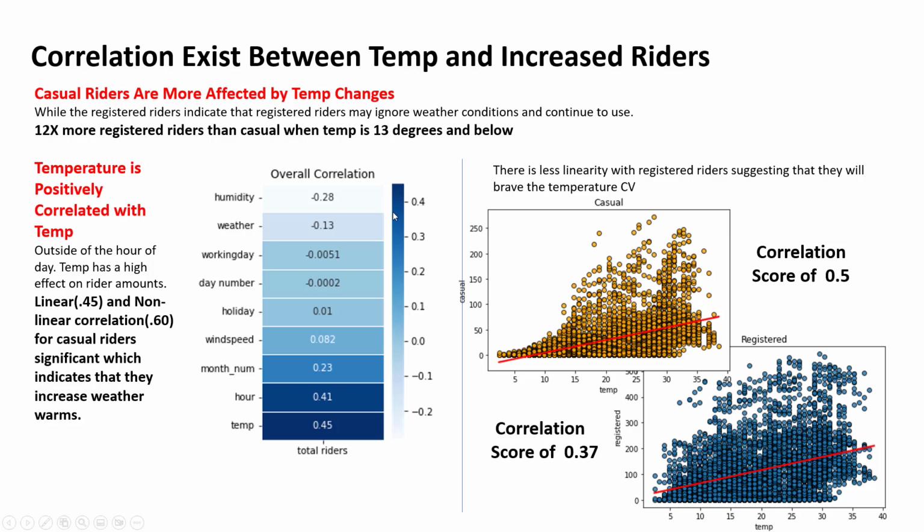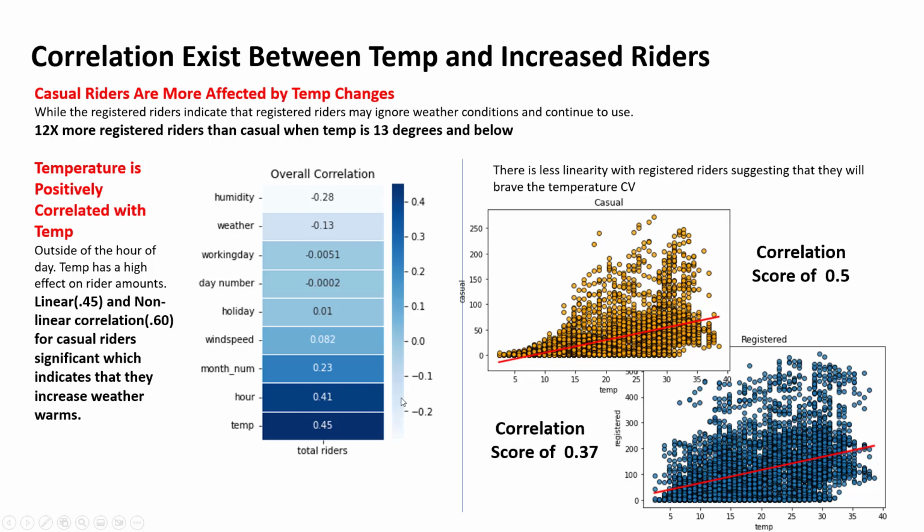Then what we wanted to do is statistically verify our correlation, that heat and the time of day, which we saw at registered riders, 8 a.m. and 5 p.m. That's why it's so highly correlated there, 0.41, and then 0.545 for total riders. However, if we look at linear and nonlinear correlation, we get 0.45 and then 0.60 for casual riders, which is highly correlated.